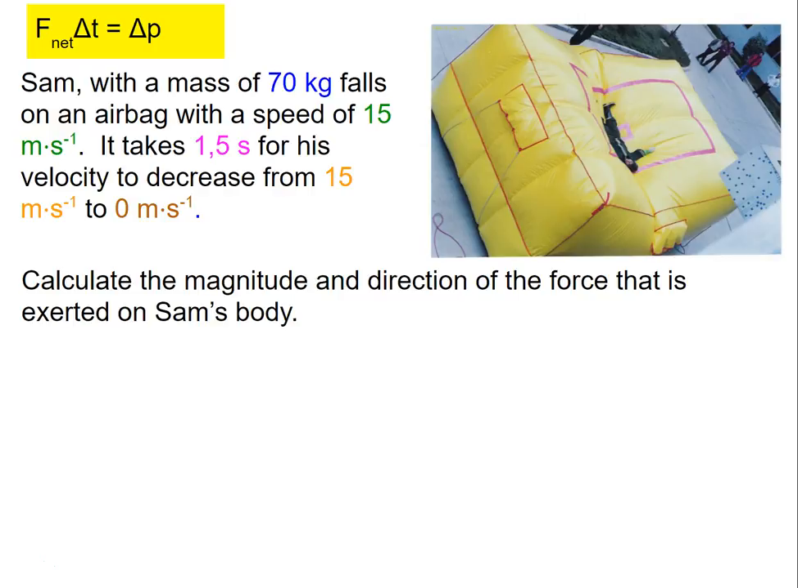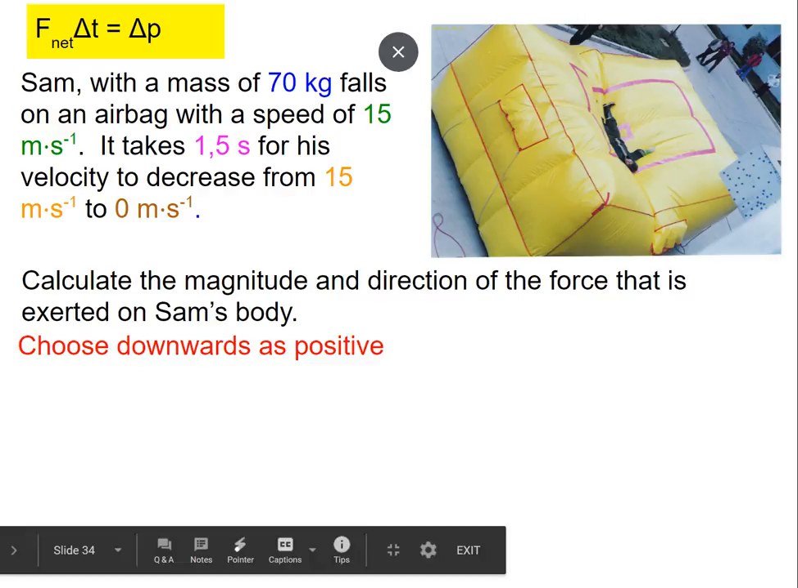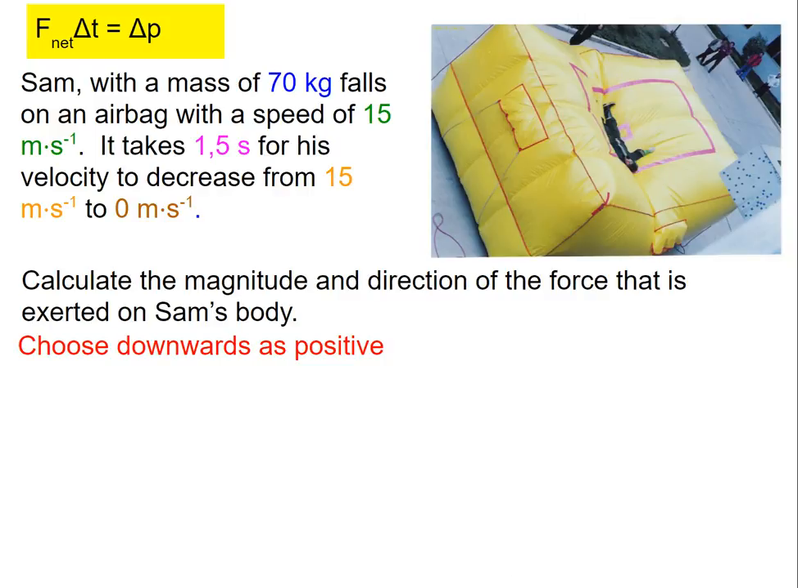Okay, so let's look at the first problem that we had. Sam, with a mass of 70 kilograms, falls on an airbag with a speed of 15 meters per second. It takes him 1.5 seconds to come to a complete standstill, and you have to calculate the change in momentum. So Sam is falling down, so let's choose down as positive.